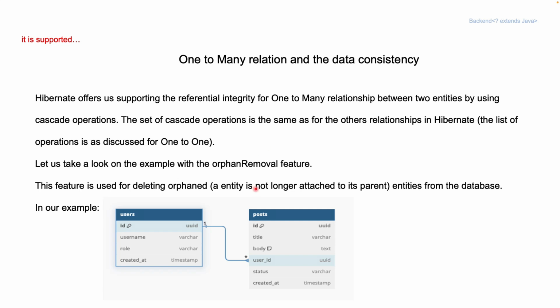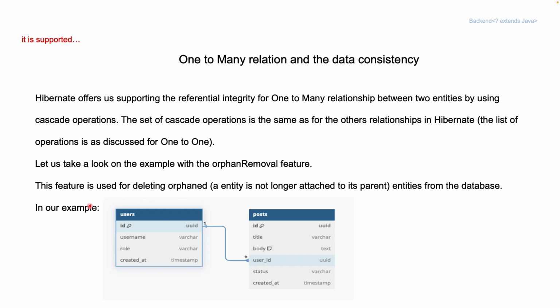Let us imagine that there is a parent entity which has a set or list of corresponding child entities, and let's say that we are going to call an entity orphaned when the entity is no longer attached to its parent. Then this orphan removal feature is used for deleting orphaned entities from the database. Let us also take a look at a real program code example.